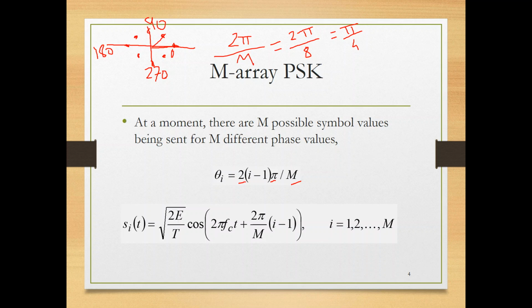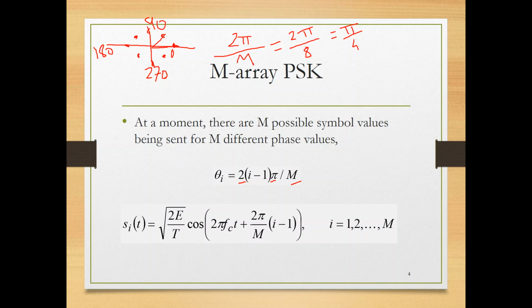You put the point here. I can tell you to draw the constellation diagram assuming that theta 1 starts from 0 or starts from 45. So when i is equal to 1, theta i is 0. When i is equal to 2, theta i is 45. And so on and so forth. You can draw the constellation. Now what do you conclude from here? As M increases, the phase, the angle between the points with respect to the origin, decreases.